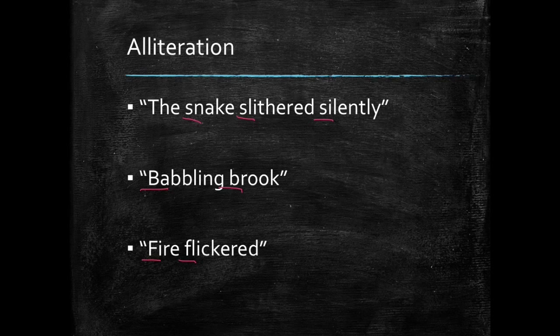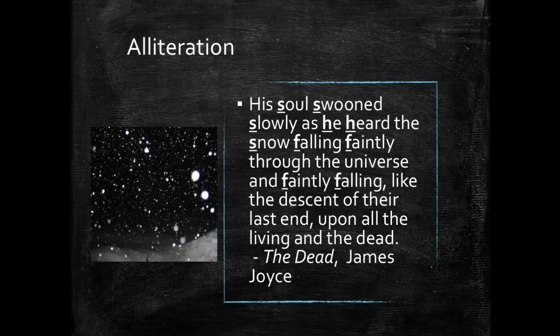Let's have a look at how much alliteration is in this next sentence. "His soul swooned slowly as he heard the snow falling faintly through the universe, and faintly falling, like the descent of their last end, upon all the living and the dead." It's from The Dead by James Joyce. So much alliteration in here, but it's such a brilliant sentence, I think.